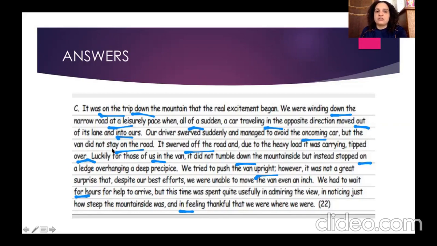But the van did not stay on the road. It swerved off the road and, due to the heavy load it was carrying, tipped over. Luckily for those of us in the van, I forgot to put for and off. It did not tumble down the mountainside, but instead stopped on a ledge overhanging a deep precipice. We tried to push the van upright. However, it was not a great surprise that despite our best efforts, we were unable to move the van an inch. We had to wait for hours for help to arrive, but this time was spent quite usefully in admiring the view, in noticing just how steep the mountainside was, and in feeling thankful that we were where we were. Okay?